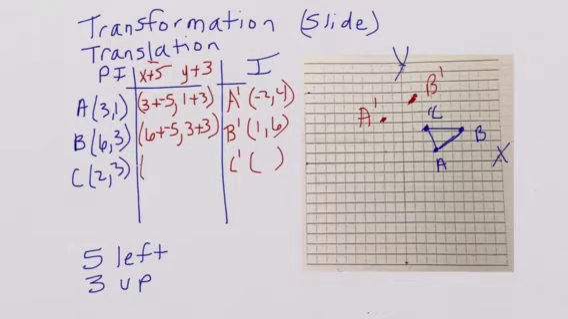And then for C, we're going to take our x coordinate, 2 plus -5, and 3 plus 3. So our new x coordinate is going to be -3, and our new y coordinate is going to be 6. So we're going to go to C, and we're going to go to the left 5, 1, 2, 3, 4, 5, and then we're going to go ahead and go up 3. So we're going to have our C right here. That's our C prime.